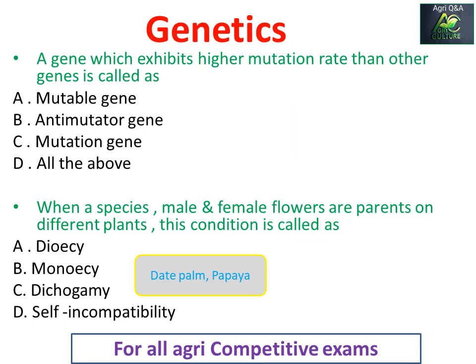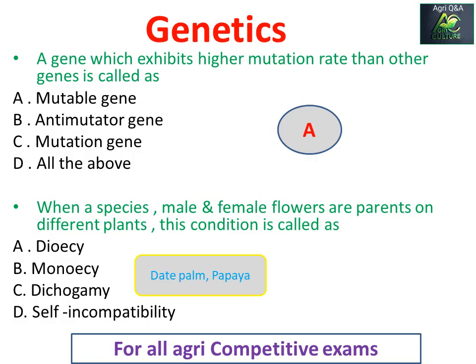A gene which exhibits higher mutation rate than other genes is called as. Options are mutable genes, anti-mutator gene, mutation gene, all the above. And the answer is mutable gene. If one gene exhibits a higher mutation rate, we call it a mutable gene.